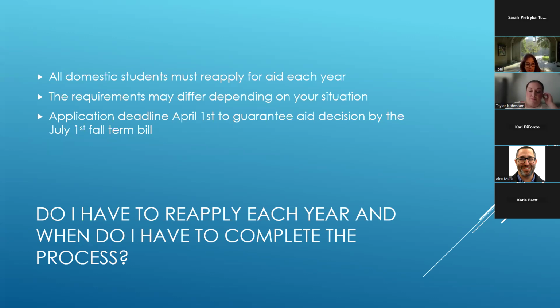Our application deadline is April 1st to guarantee an aid decision by the July 1st fall term bill. The April 1st deadline is a priority deadline for the continuing students. So as I said, it's a guaranteed aid decision by the July 1st fall term bill.